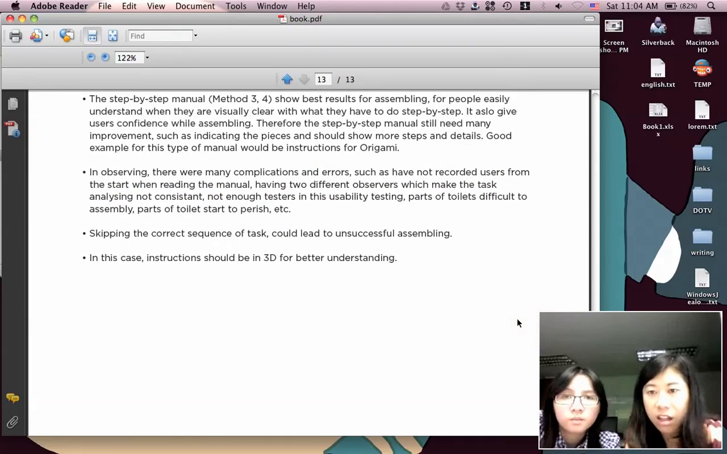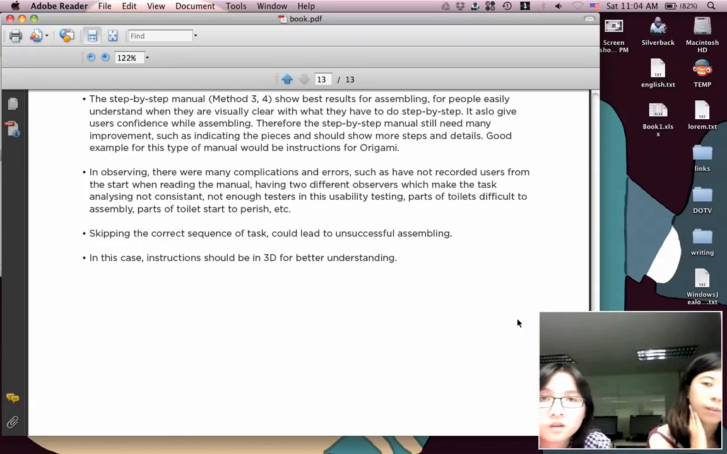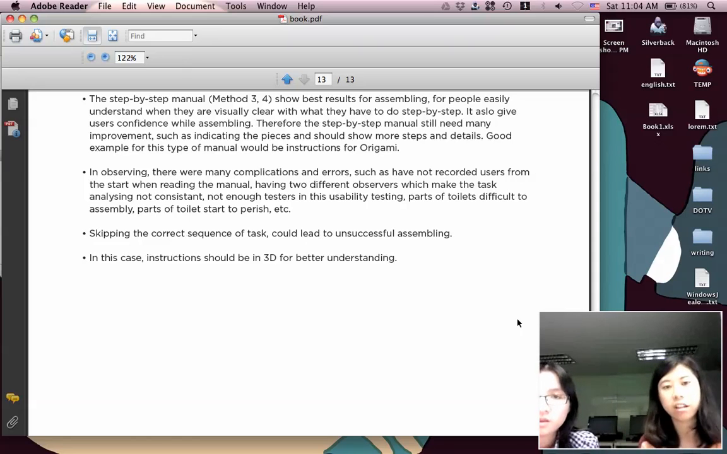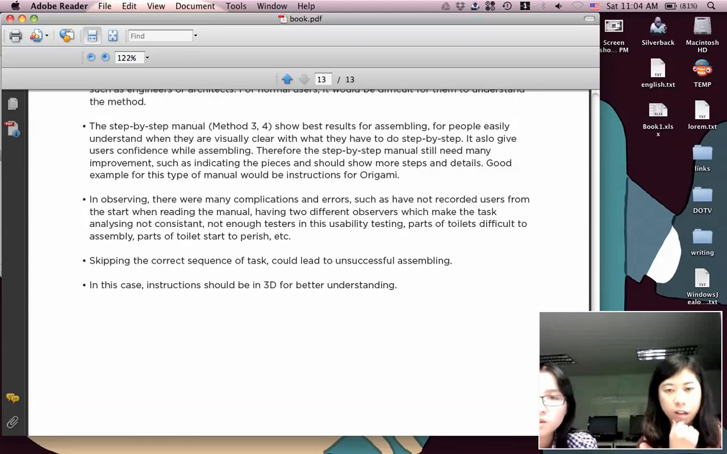The step-by-step manual is the best one, but we found that some users suggest we should show every step from the beginning, when the pieces weren't folded yet. So sometimes we might have to develop from what the user suggests. And we can see that users will be confident when they see clearly what they should do first and which one is the next step. So they will have confidence in assembling.